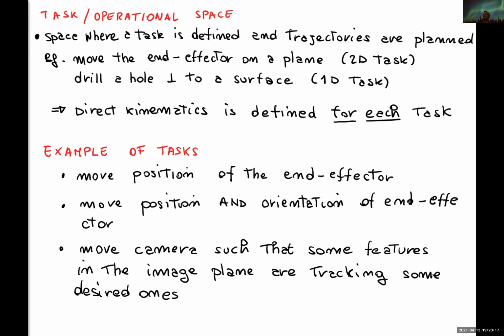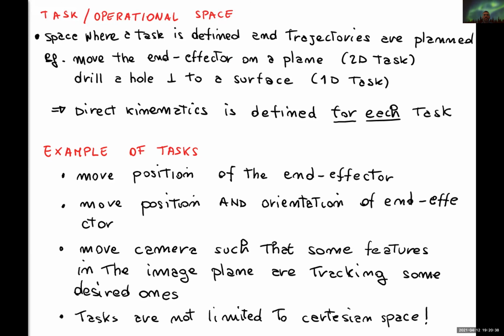So you can be very creative here. You can put together many things. You can put orientation and position. You can control position and orientation only in 2 directions and leave the third free, or you can control the position in 2 directions and leave the third one free. This is just to say that tasks are not limited to the Cartesian space, even though we will mostly see examples related to that.